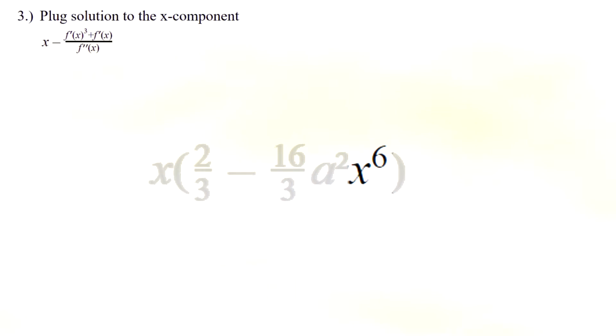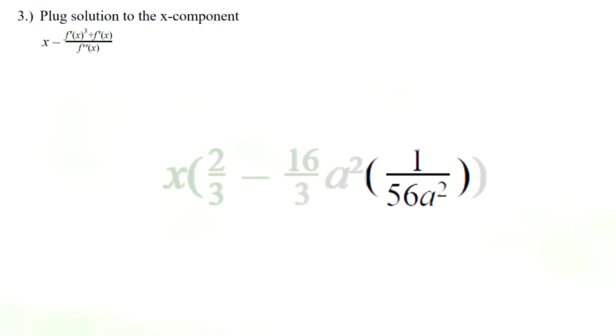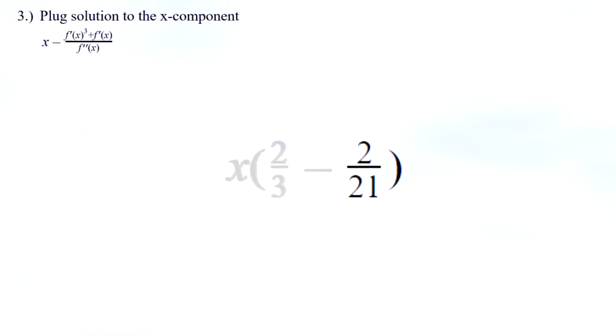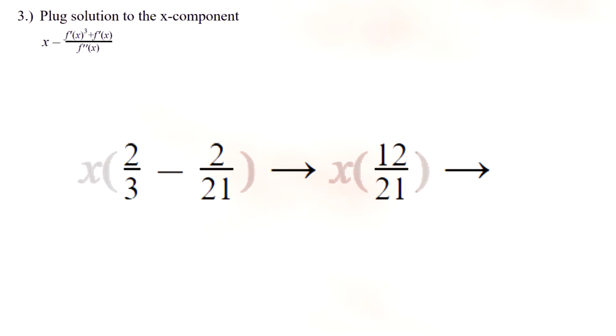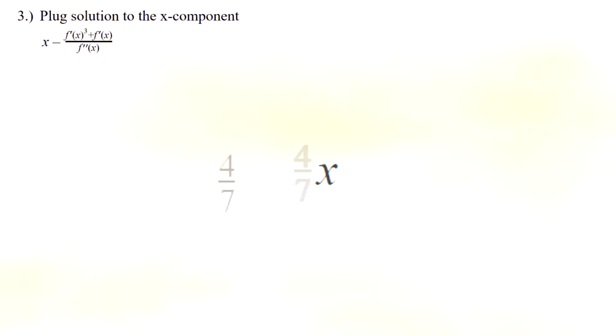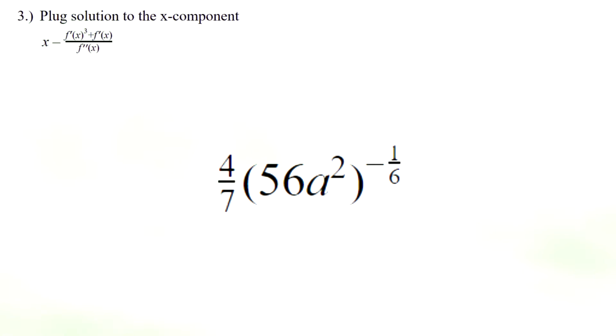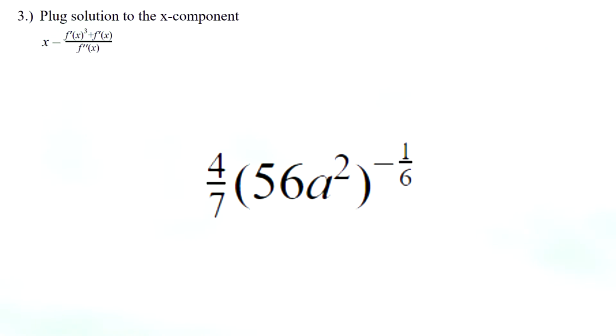With an x sixth, we can unsub that x sixth to 1 over 56a squared. The a squared, the 16 thirds, and 1 over 56 cancel and simplify to 2 over 21. The inner term subtracted is 12 over 21, which simplifies to 4 over 7. Unsubbing the last x, we then end up with 4 sevenths times 56a squared to the power of negative 1/6. And this is our x component, or simply our answer to step 3.